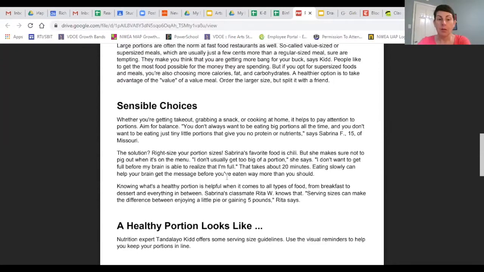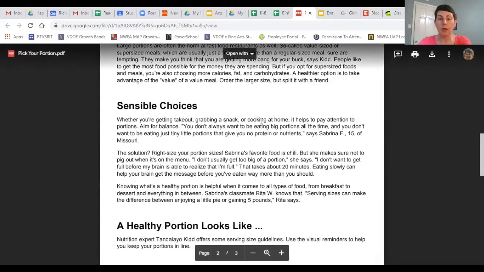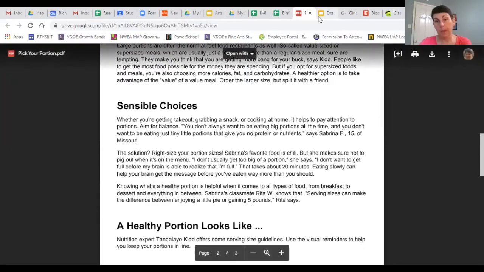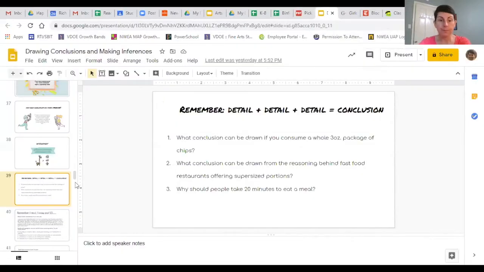And then knowing what's a healthy portion is in this last paragraph. So if I put these three details together, I think taking 20 minutes is going to help me as I eat, not consume more than I want, and to actually help give my brain time to recognize that my body is full, as opposed to just continuing to eat and then eat more than what I really wanted to.